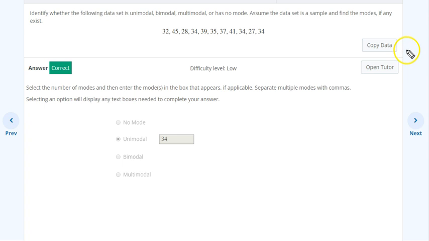Now, here's sort of an easy one. We have our items of data. And we're asked to find, is it unimodal, that is, one number is used the most, or whether there's 2 numbers used the most, or many numbers, or it has no mode. Well, as you look through this, we see that 34 is used 3 times, so that would be unimodal, and you put the value there.